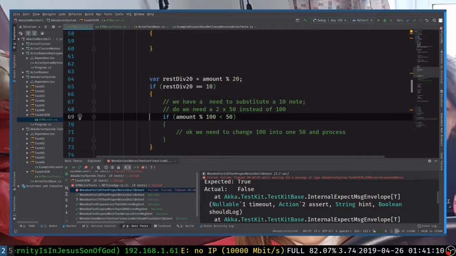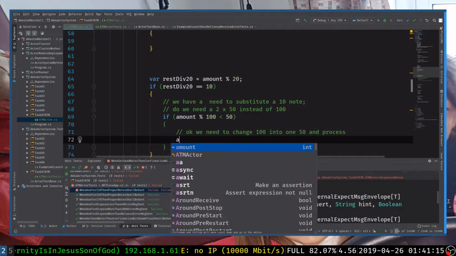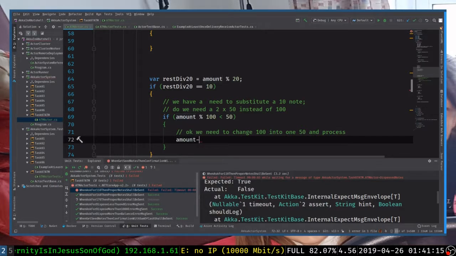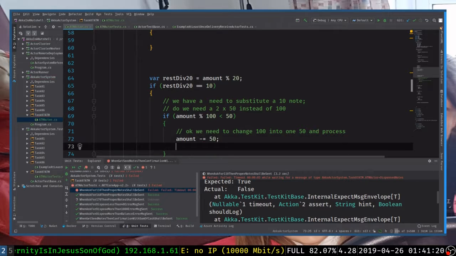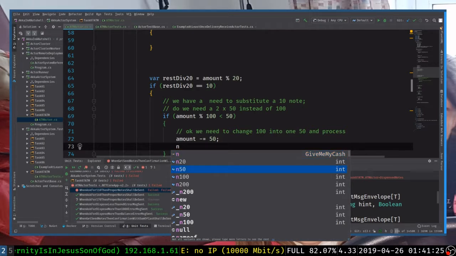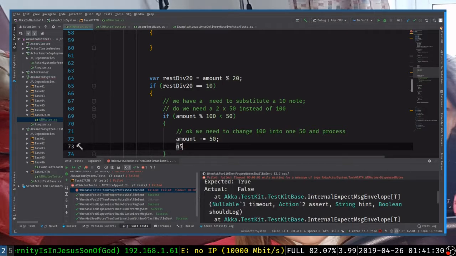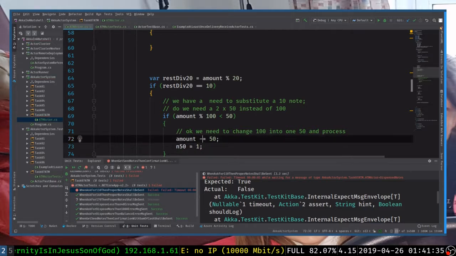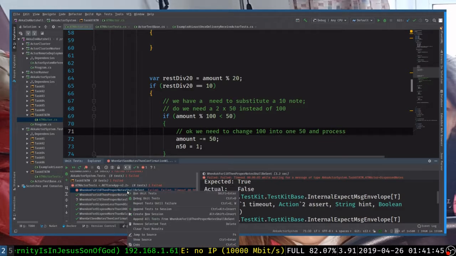So in that case we need to say that our amount minus equal 50 and 50 and 50 equals 1 in this particular case. Okay, so what we did, we need to change 100 to 150 process. Okie dokie, so let's check our test.